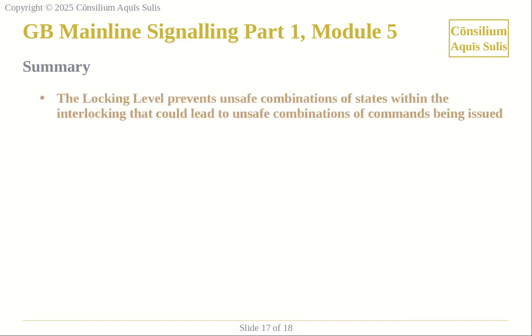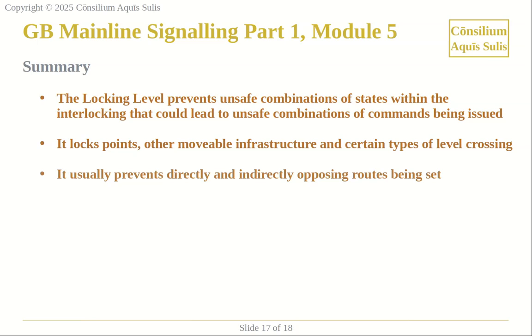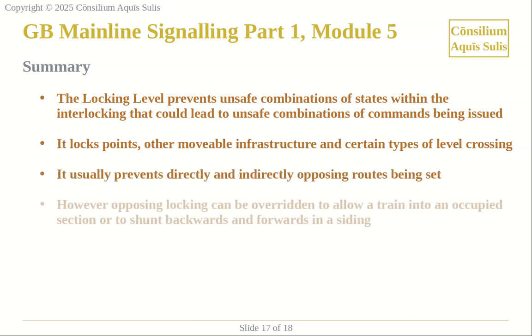So I've introduced you to the locking level, having its origins in mechanical interlocking and having the role to prevent unsafe combinations of states within the interlocking that could lead to unsafe combinations of commands for signals, points and other movable infrastructure. It locks points, other movable infrastructure and certain types of level crossing. It usually prevents directly opposing routes being set. However, there are exceptions to that where opposing locking can be overridden to allow a train into an occupied section or to shunt backwards and forwards in a siding.